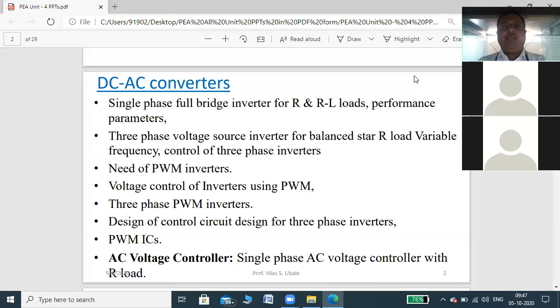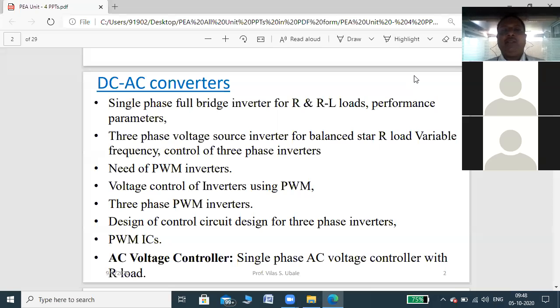In a DC motor, if you simply change the DC voltage, that is the armature voltage or field voltage, we can easily control the speed of the DC motor. But for an AC motor, by changing the voltage, the speed cannot be controlled, because there is no direct relation between the voltage and the speed of an AC motor. So in an AC motor, we require a variable frequency.